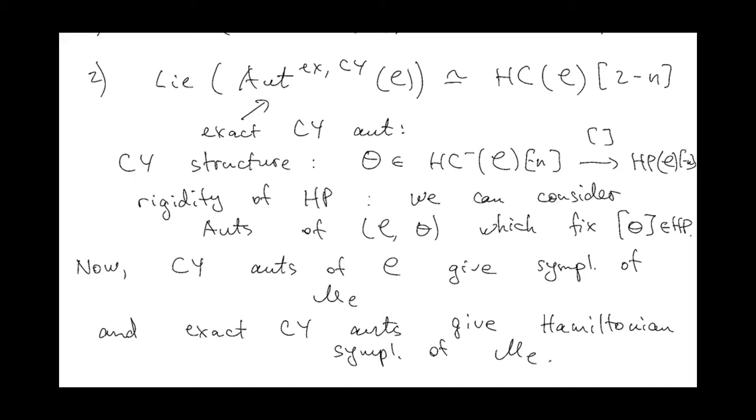Does that make sense? When you say an isomorphism of elements of cyclic homology, you mean a homotopy? A homotopy, yes, precisely.